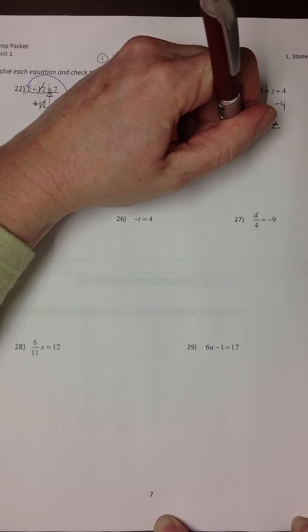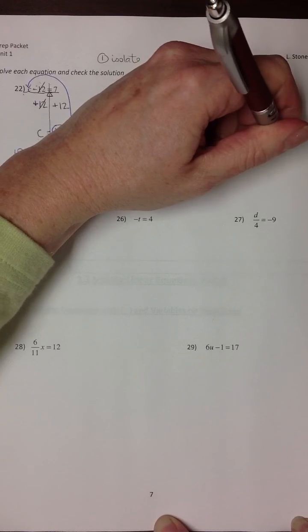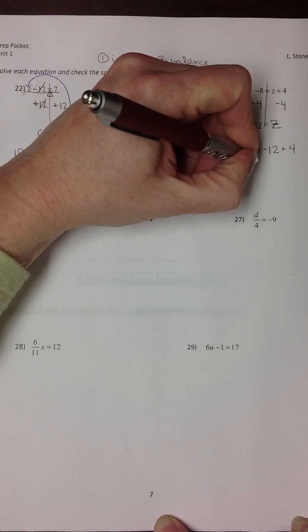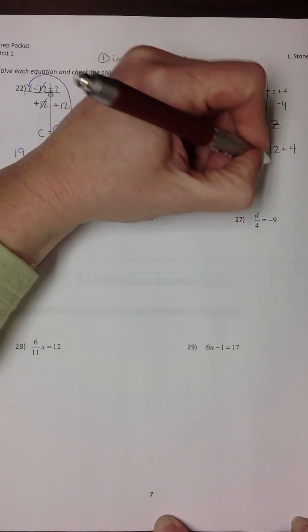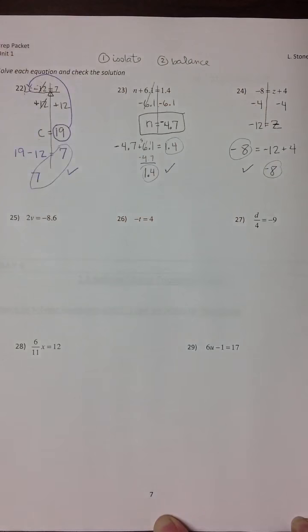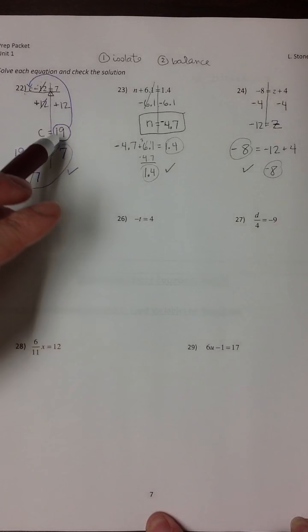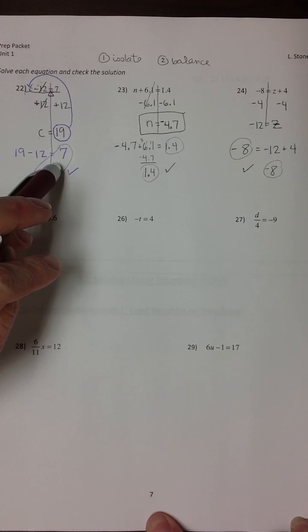Then to check this answer, negative 8 should equal negative 12 plus 4. And sure enough, negative 12 plus 4 is negative 8. So my answer works out. These are all examples of the addition and subtraction properties of equality.